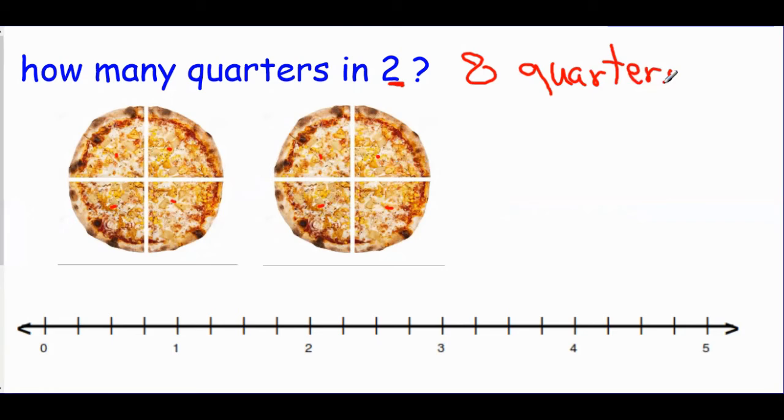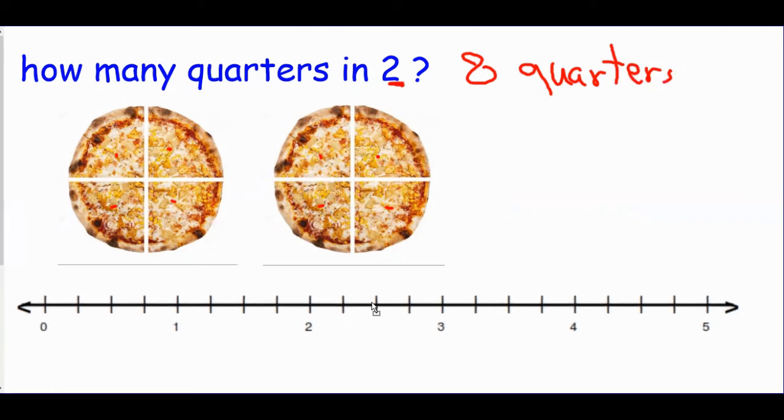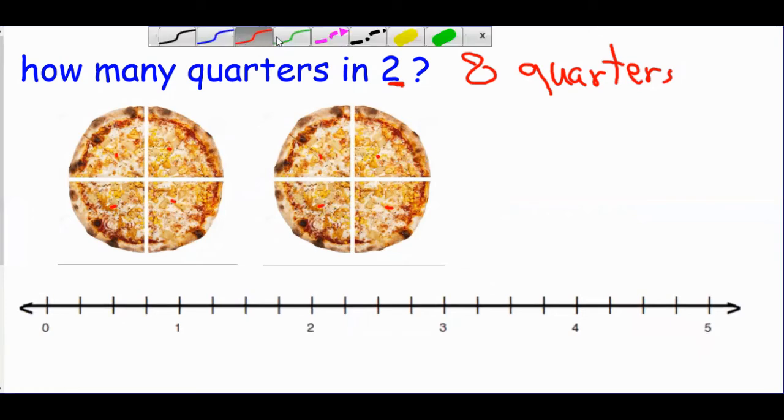Okay, how can I make it on the number line? Simply, to understand quarters on the number line, let's have a look at this. A quarter is 1 out of 4. This means the distance between each two numbers will be divided into 4 equal parts. For example, between 0 and 1, I should make 4 equal divisions. Between 1 and 2, I should make 4 equal divisions, and so on.